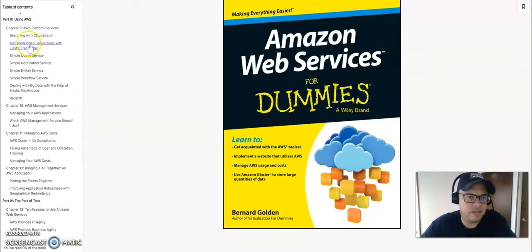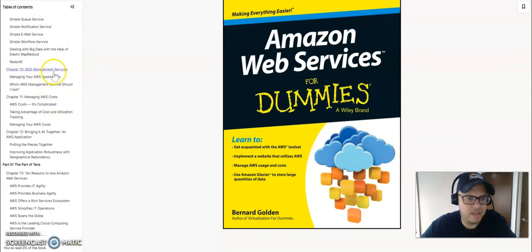Then part three is a little of examples of how to use AWS. It has the AWS platform services: how you use CloudSearch, managing video compression, the Simple Queue Service, Simple Notification Service, Simple Email Service, and Simple Workflow. So these are very basic apps that you can build from the AWS services. Then you will have all the management services regarding the management of your application, and the services that you should use.